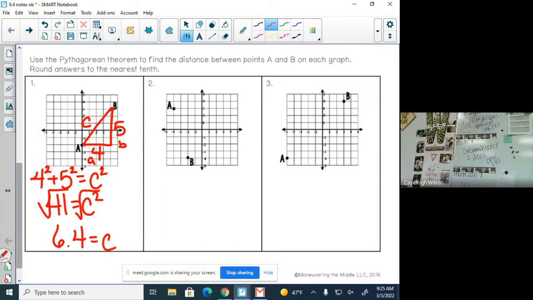All right, let's look at number 2. So I'm going to connect A and B, and then I'm going to trace my line. I'm going to go down and then over. So that'll make me a right triangle there.